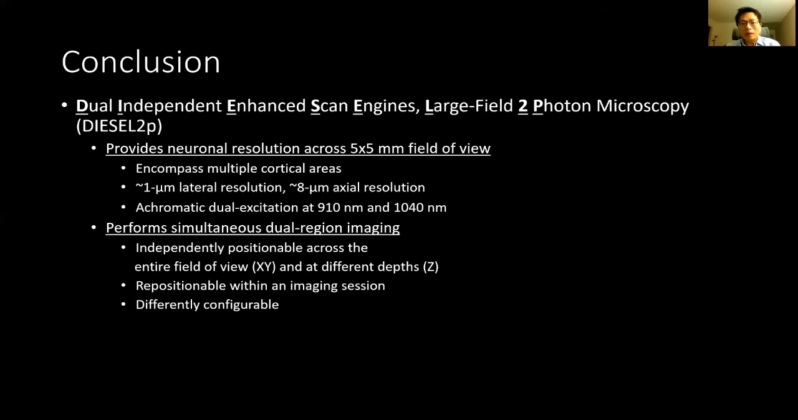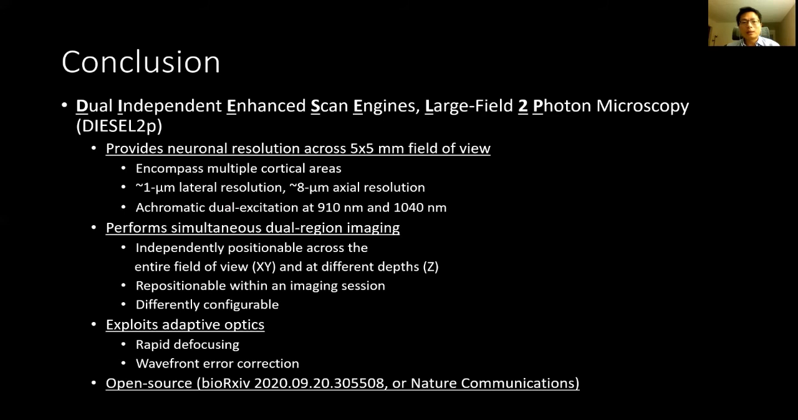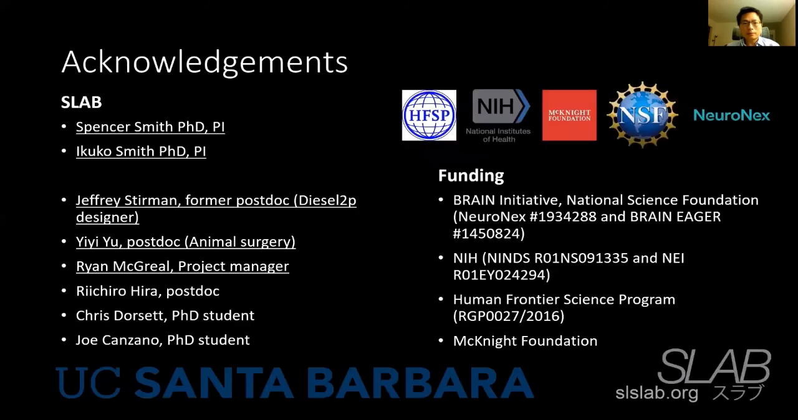They are repositionable within an imaging session, and they can be differently configured. The Diesel2P system is equipped with deformer mirrors to perform rapid defocusing for volumetric imaging and wavefront error correction for the enhancement of signals. Last but not least, the Diesel2P is an open source system, and please come to check out the detailed design in our bioRxiv preprint currently or Nature Communications soon.